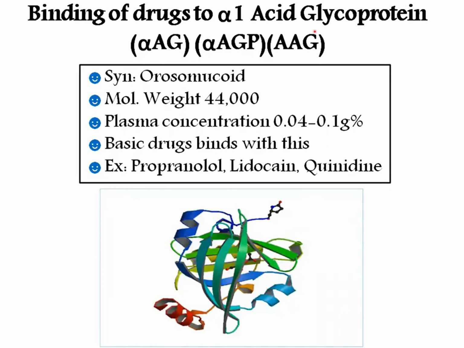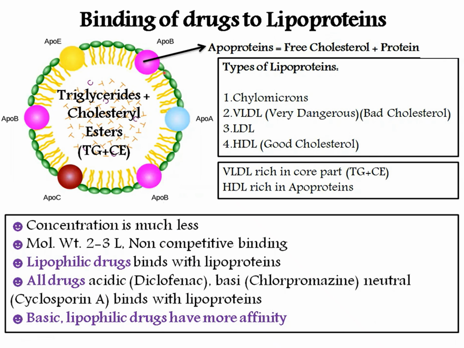Then alpha acid glycoprotein, as we have already said, it is an acid glycoprotein. So it will bind with basic drugs like propranolol, lidocaine, quinidine. Then lipoprotein, as you know, like dissolves like. So lipoprotein will attract lipophilic drugs. Okay, its concentration is much less. Lipophilic drugs will bind to this. Okay, basic or lipophilic drugs have the most affinity.